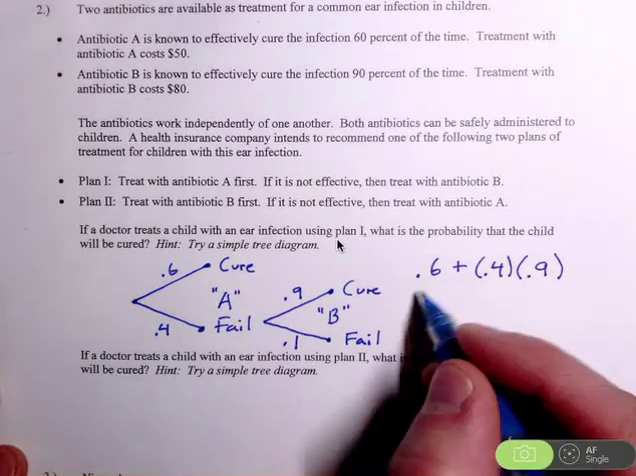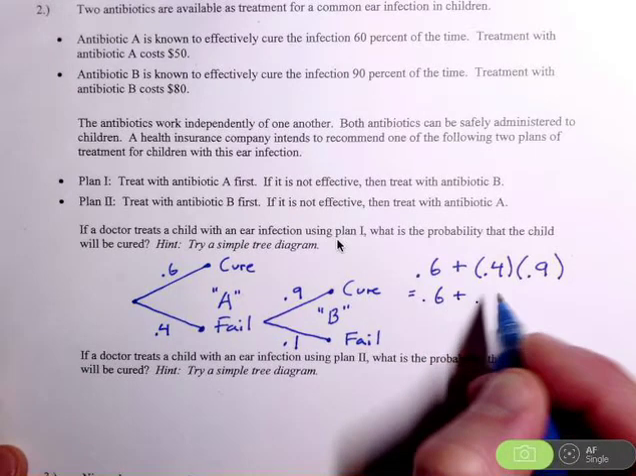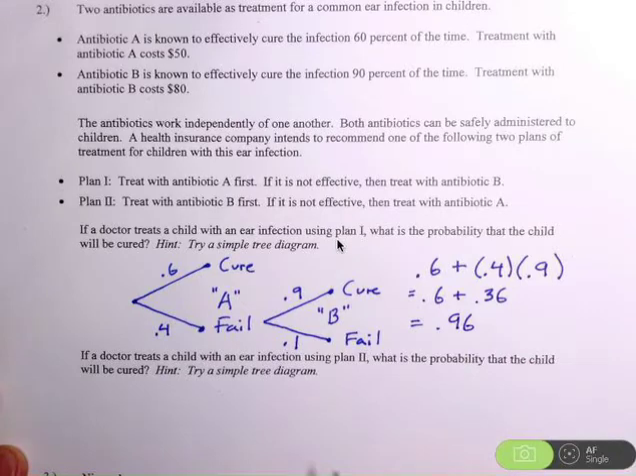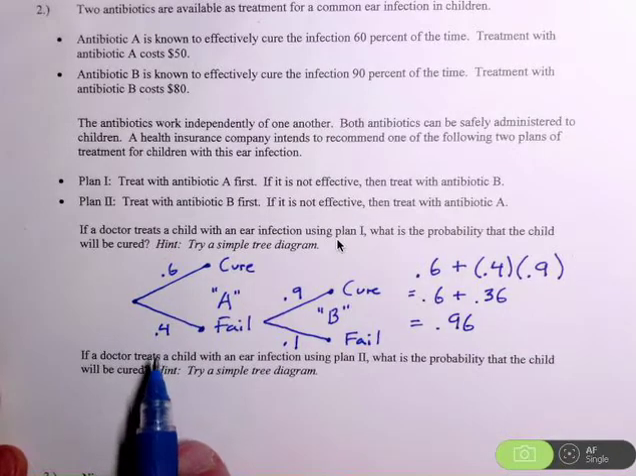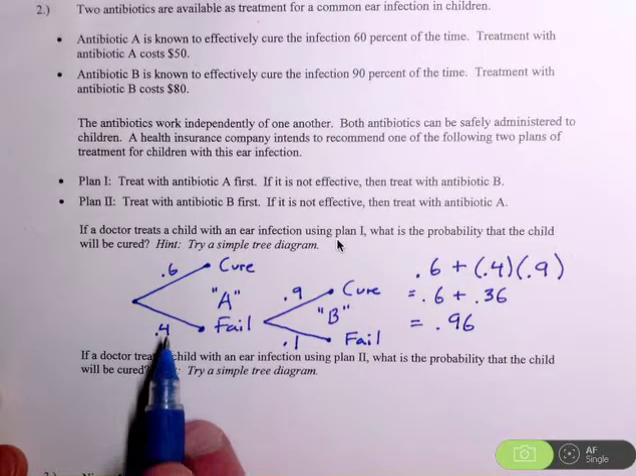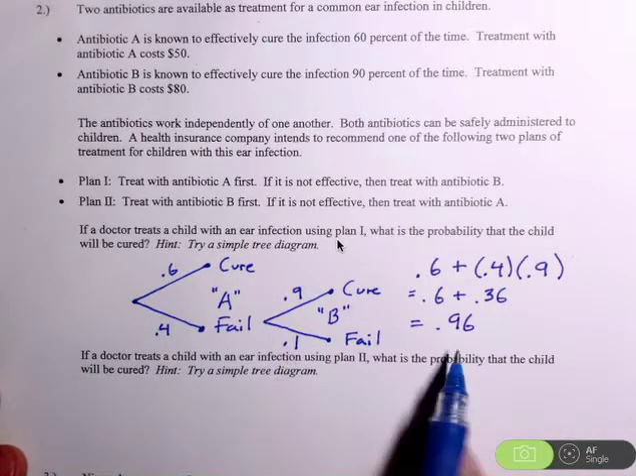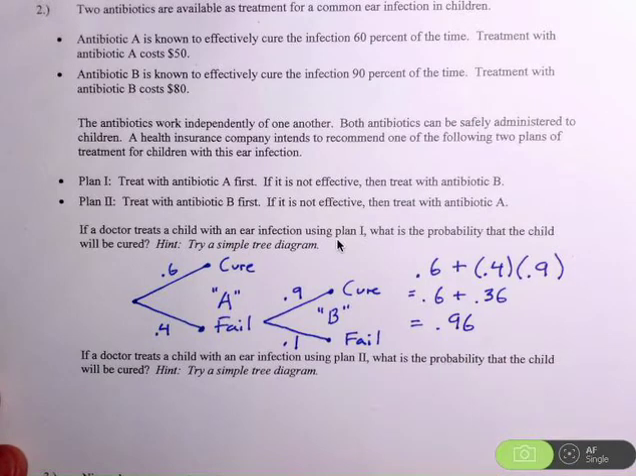I'm not interested in the two options where both antibiotics fail. So this is 0.6 plus 0.36. So the probability of being cured is 0.96. You could also think of it this way. The only option you don't want is for both of the antibiotics to fail. So you could think of this as 1 minus 0.4 times 0.1. That would also give you 0.96.